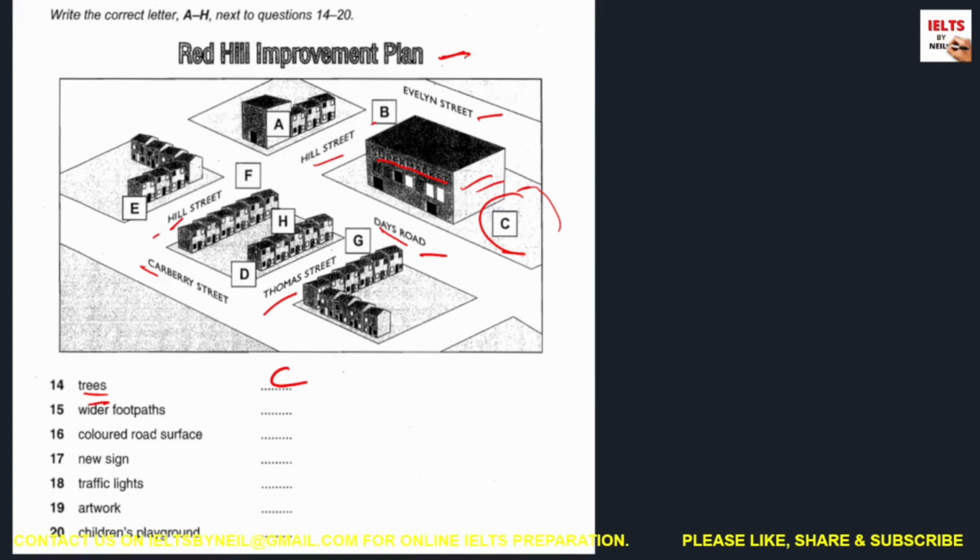Now you have to be really attentive and listen to the words very clearly. So the speaker was saying, in order to reduce the traffic problem, the pavement will be widened. Pavement is the area which is provided to walk on the street. And it's saying it's the corner of Thomas and Carberry Street. So the corner of Thomas and Carberry is this T here. Okay, moving on. So the answer for wider footpath is D.